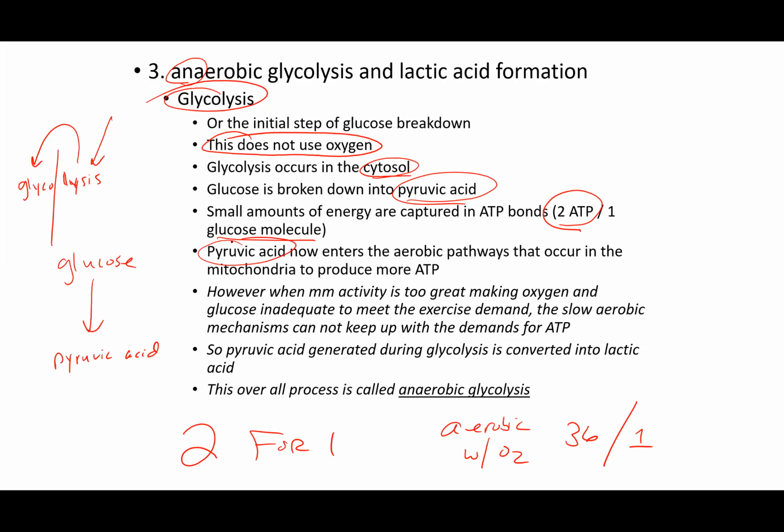So pyruvic acid now enters the pathway, which occurs in the mitochondria to produce the ATP. When muscle activity is too great, making oxygen and glucose inadequate to meet the exercise demands, the slow aerobic mechanism cannot keep up with the demands for ATP. So pyruvic acid gets generated during the glycolysis and then is converted into lactic acid.